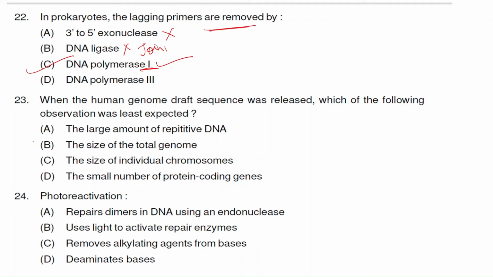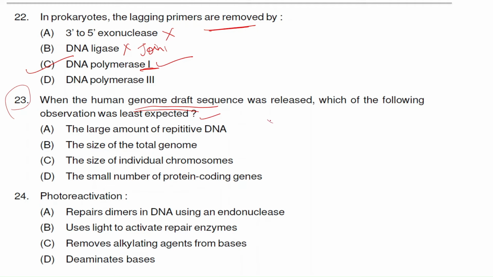Next, question number 23. When the human genome draft sequence was released, which of the following observations was least expected? When the human genome sequencing project was done, what we expected was that humans have lots of genes. We have numerous genes. There must be billions and billions of DNA sequences present in our DNA, right? But this was not there.